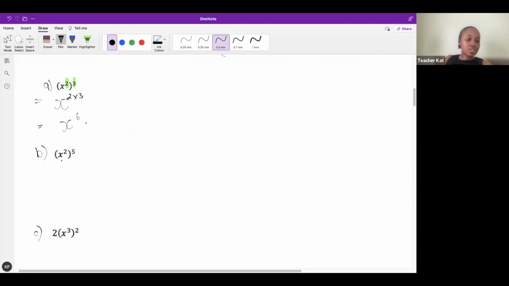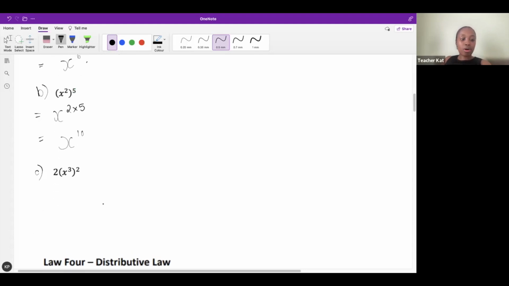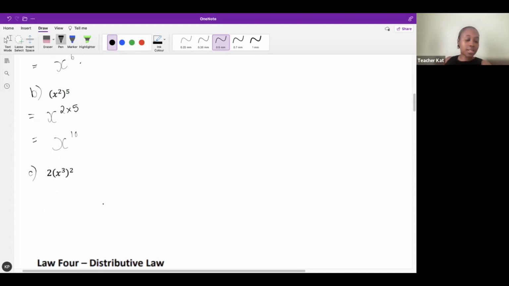Number B is x squared to the power of 5. Okay, so as we know, we are multiplying my exponents. So this whole expression will then be x to the power of 2 times 5. And then my answer will be x to the power of what? 10. I know this seems very easy, but learners tend to confuse adding exponents with the multiplying of exponents. Okay, but obviously we're going to do combinations a bit later on.